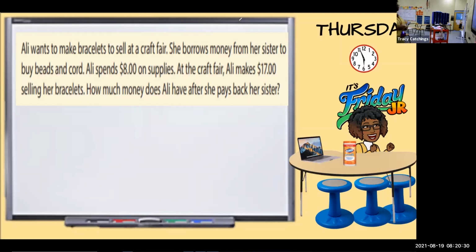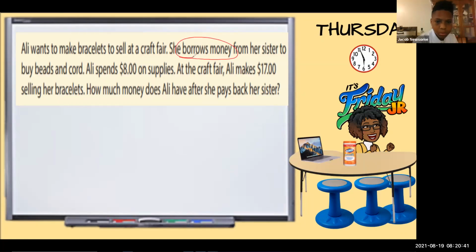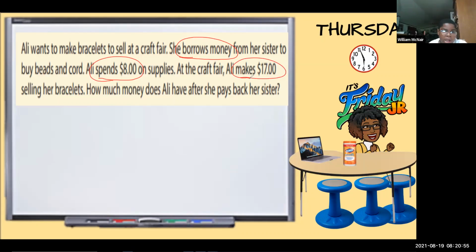And this scenario had quite a bit of things going on. Can someone help us pick out the important information? Okay, she had borrowed some money from her sister to buy the beads and the cord, and she spent $8 on the supplies. And then after the craft fair, she makes $17. Then I want to know how much money Allie has after she pays back her sister. All right, thank you.